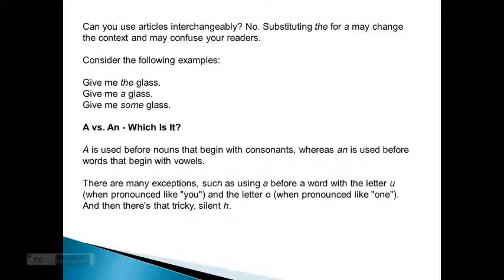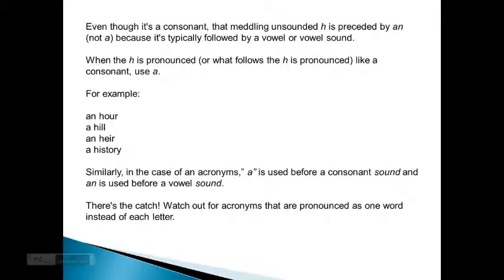Which is it? A is used before nouns that begin with consonants, whereas an is used before words that begin with vowels. There are many exceptions, such as using a before a word with the letter U when pronounced like you, and the letter O when pronounced like one. Then there's that tricky silent H. So even though it's a consonant, the unsounded H is preceded by an, not a, because it's typically followed by a vowel or vowel sound. When the H is pronounced, or what follows H is pronounced, like a consonant, use a. For example, an hour, a hill, an air, a history.